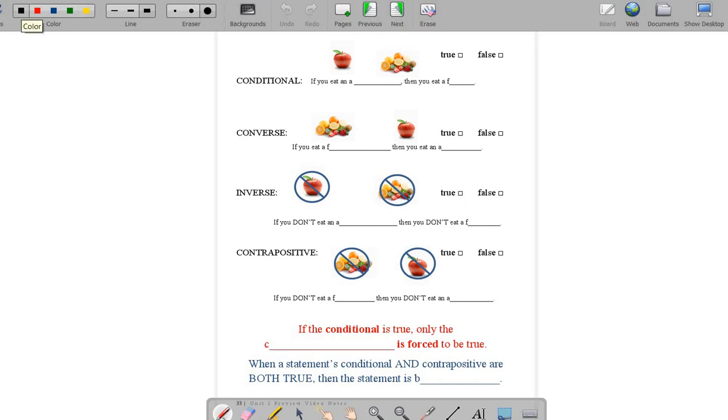So right here, again, if you eat an apple, then you've eaten fruit. That is a true statement. The one, if you eat fruit, then you've eaten an apple, that's only sometimes true. And because it's only sometimes true, we have to say false. Things are only true if they're always true.